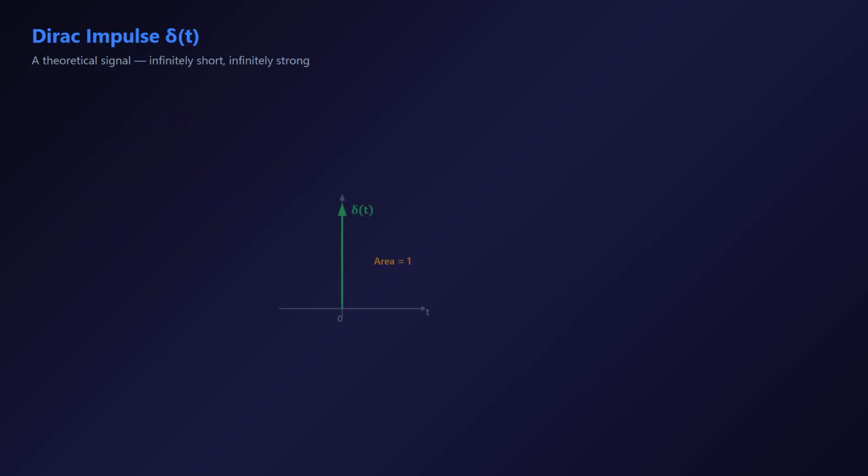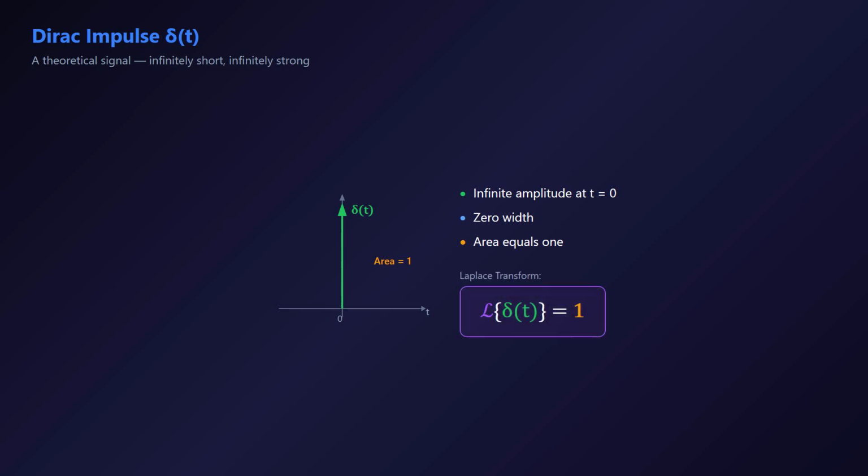The Dirac impulse delta of t is a theoretical signal. It has infinite amplitude at time 0, 0 width, but its area equals 1. Think of it as an infinitely short, infinitely strong kick applied to the system. Its Laplace transform is simply 1.